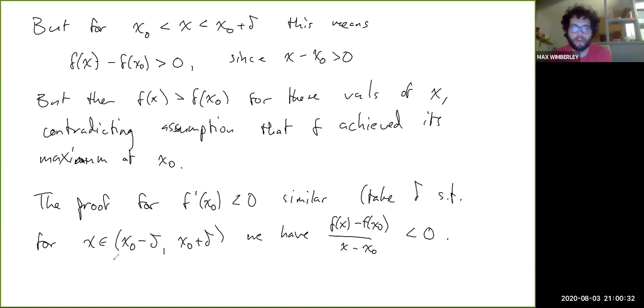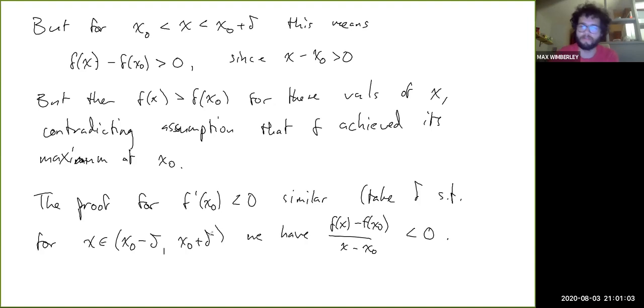And then when x happens to be less than x naught, the denominator is negative, so the numerator has to be positive. Or sorry, in this case, when x is greater than x naught again, then the denominator is positive, so the numerator has to be negative. So that would mean you'd have a value of f of x, which is, oh no, because we're still assuming that it's a maximum, right?